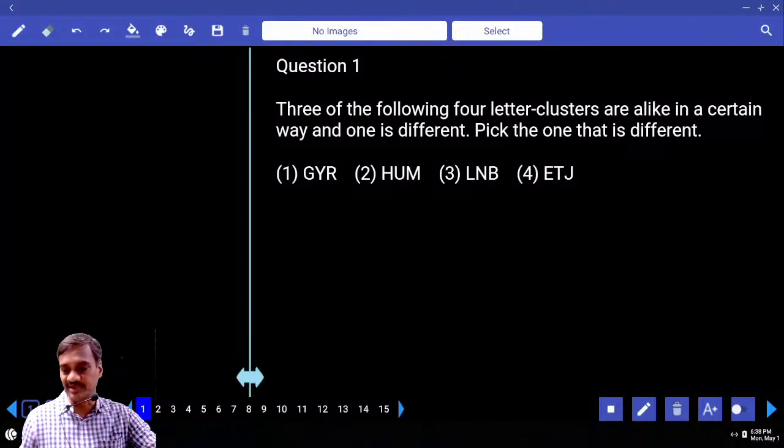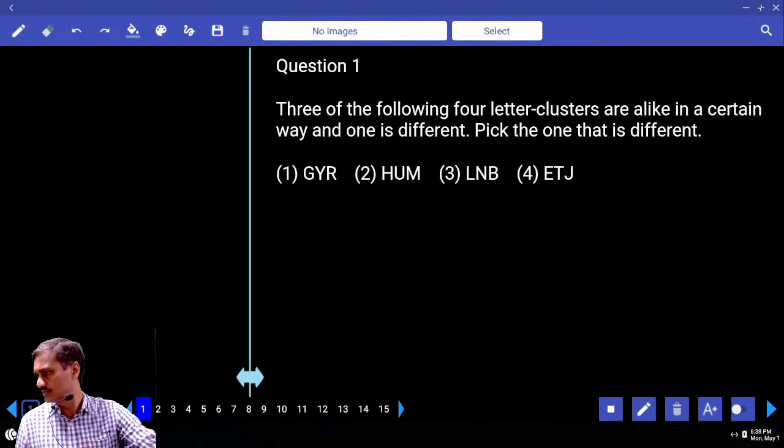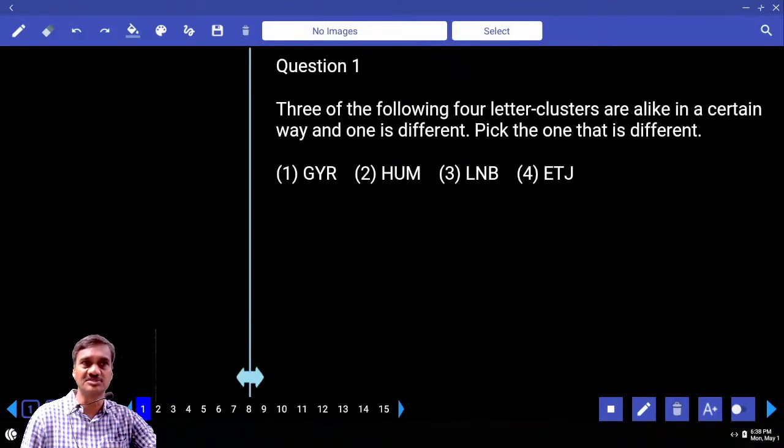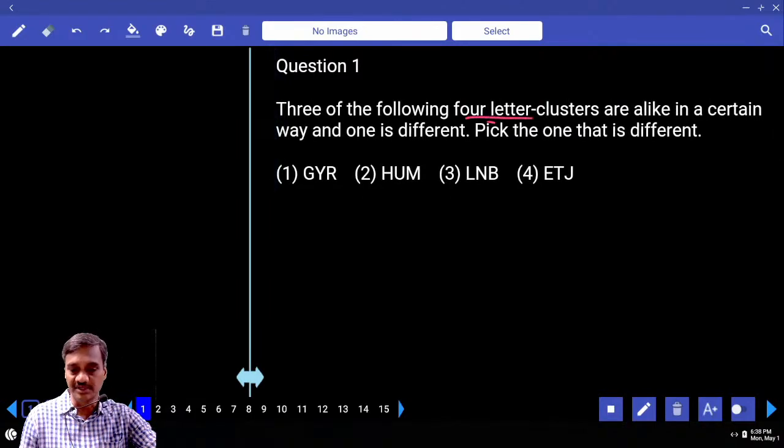Now CGL paper number 19. In this paper number 19, first one: 4 out of the following means, and 3 out of the following 4, it comes in which category? Odd man out. Now odd man out, tell me what is your answer? What is the value of y?